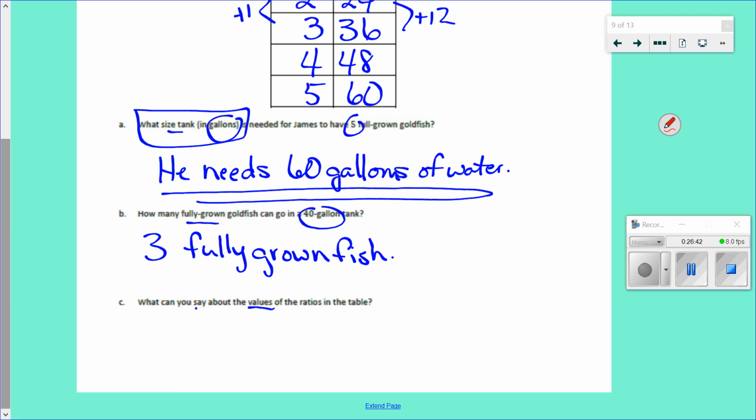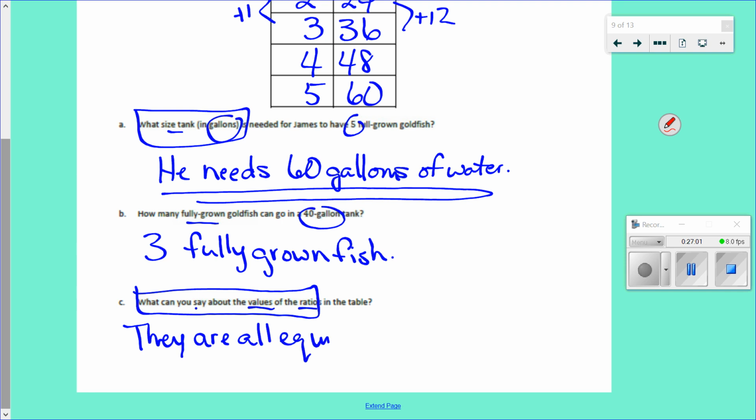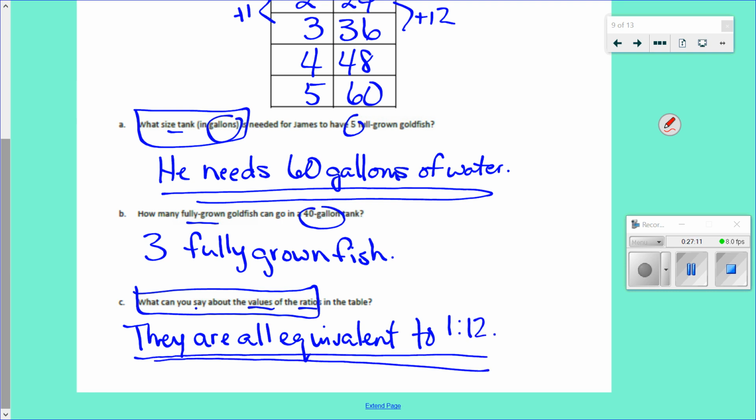What can you say about the values of the ratios in the table? Yes? Awesome. You used all the correct terminology. They are all equivalent to 1 to 12. Love the fact you threw the equivalent in there as well. That was really the word we were looking for. Good job using your math terminology. Any questions on that page, guys?